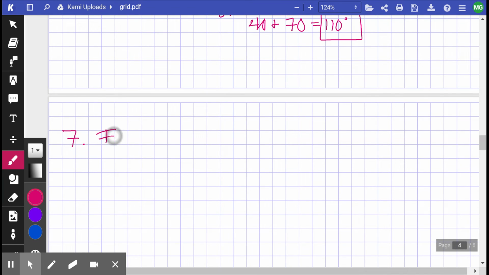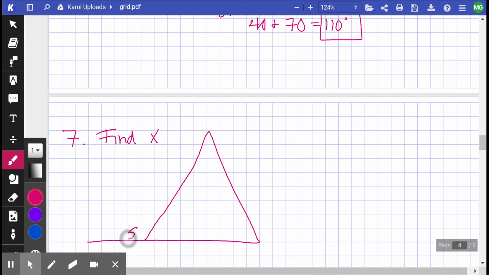Number 7, find x. This one I'm going to give you a picture for. So this angle out here is 59 degrees. In here is going to be 29 plus 2 root 3x. I know you guys need a little practice with those radicals. And this angle right here is going to be 12 plus the square root of 3x degrees.